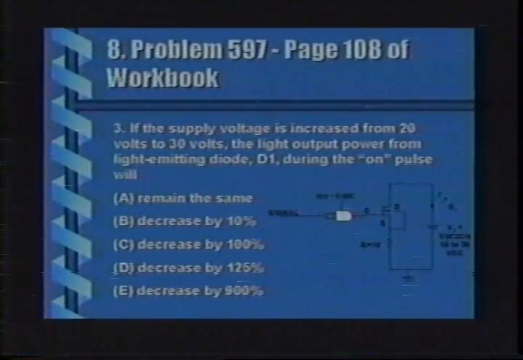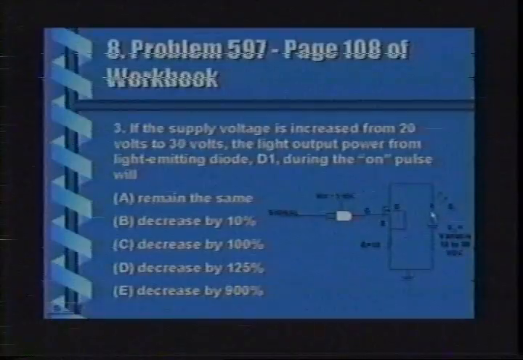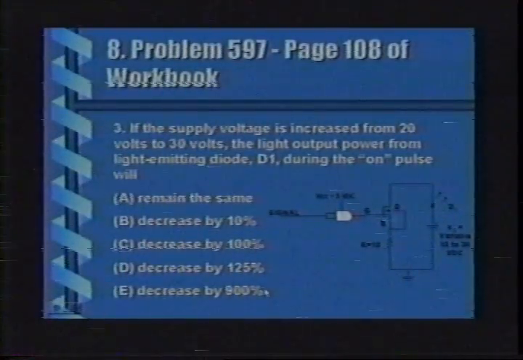Well, hopefully you're getting the idea at this point. The third of the 10 parts asks about the output power of the LED as the variable supply is increased from 20 to 30. In other words, now the variable supply is going from 20 to 30, and we're asked about the light output power from the LED. We're given 5 choices again.